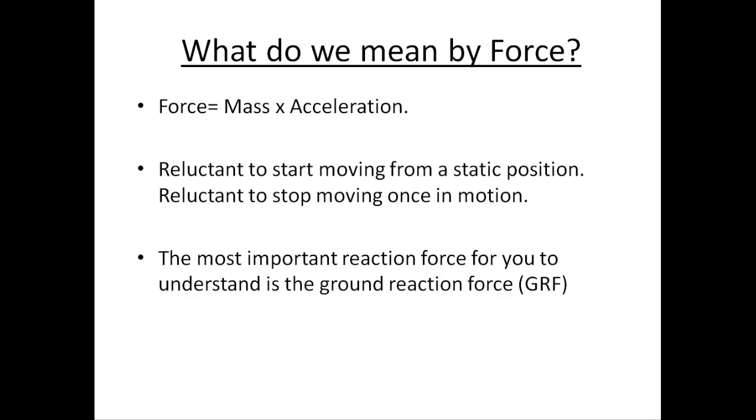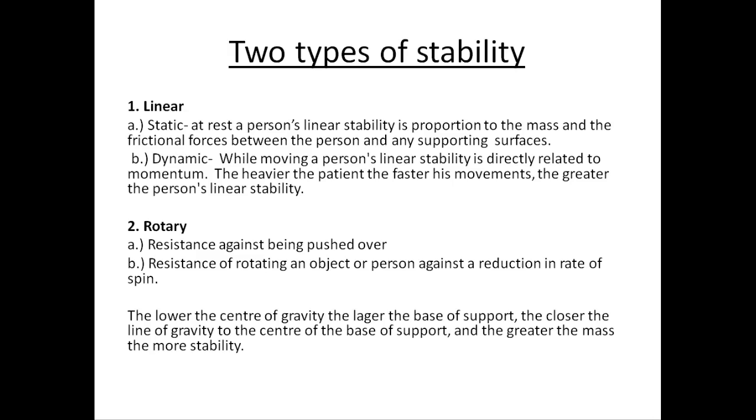So objects are reluctant to start moving from a static position, and they're reluctant to stop moving once in motion. The other important reaction force for you to understand is ground reaction force, particularly when walking. So there's two types of stability. We've got linear stability and rotatory stability that we describe here. But you've always got that static and dynamic.